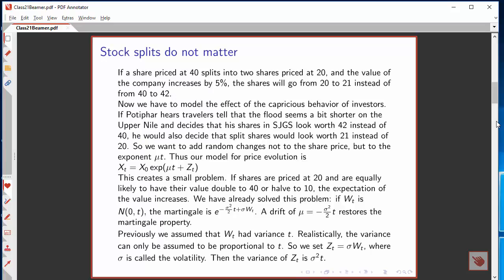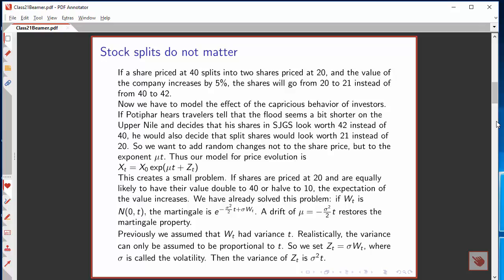Suppose that we have a share that's priced at 40. It might split into two shares priced at 20, and if the value of the company increases by 5%, shares that would have gone from 40 to 42 would go from 20 to 21. In other words, it's realistic for stock prices to assume that the changes are proportional to the current value of the shares.